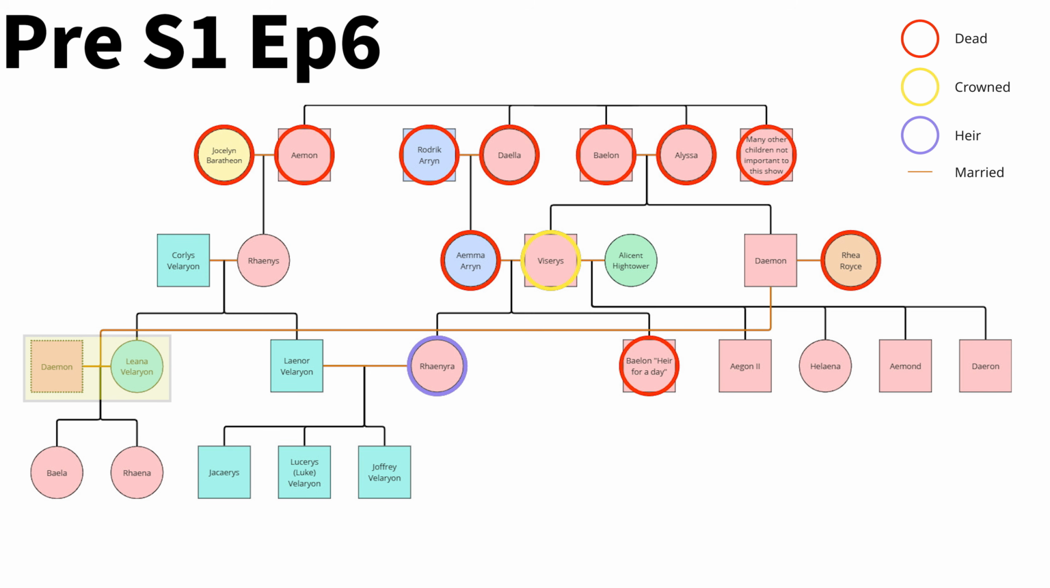The confusing part here is Daemon, because Rhea Royce is now dead. He is remarried to Laena. So he's actually on the family tree twice. The dotted outline box for Daemon indicates that this is like a second copy of him on the family tree. He's really up top because he's brothers to Viserys. But right now he has married Laena, and in the time jump, they've had the twins, Baela and Rhaena.